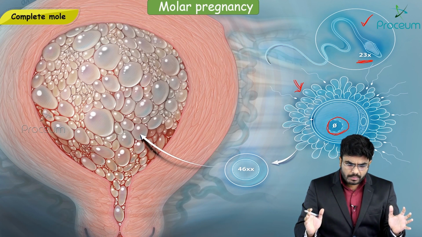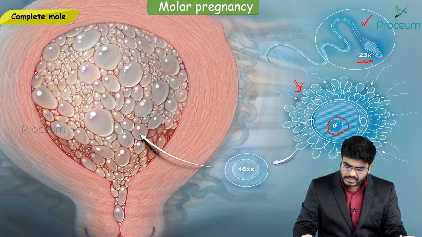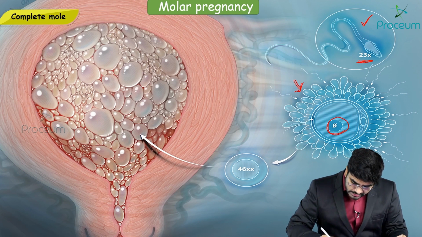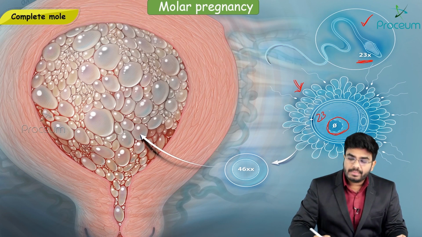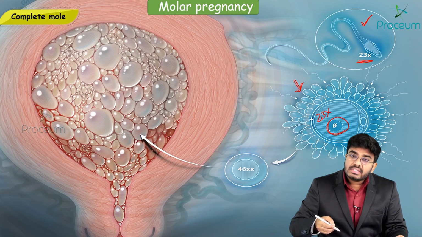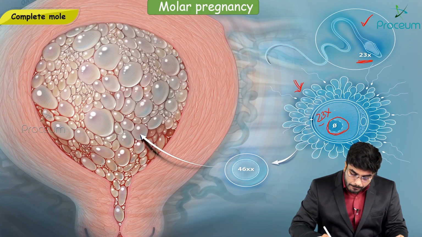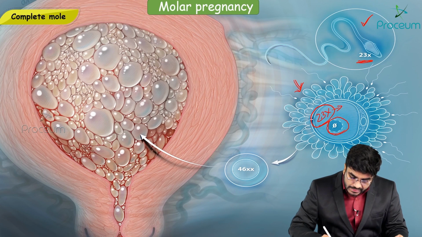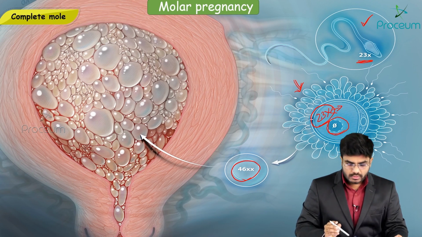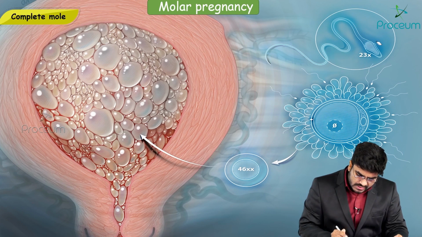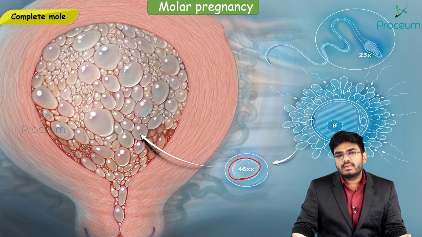So whenever the ovum does not have any genetic material, if a sperm fertilizes such an ovum, what happens? This 23, for example 23X, is going to enter. Now this paternal genetic material is going to duplicate, and it will become 46XX. So in the end it just looks normal, like 46XX. This is a diploid state.